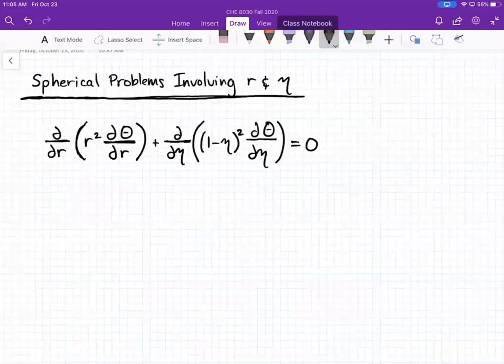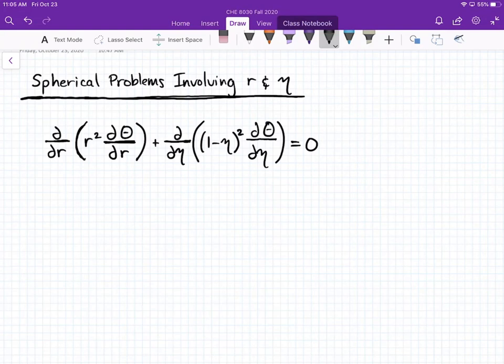In today's lecture video, we are going to pick back up talking about the FFT method to solve problems in spherical coordinates. And in today's example, we are going to be solving a problem in spherical coordinates that involves both r and eta. So what you see on the screen is the governing equation for a spherical problem that involves r and eta, where again, we do not have any type of volumetric generation term, whether that be some type of reaction or whether that be a heat source in our system.